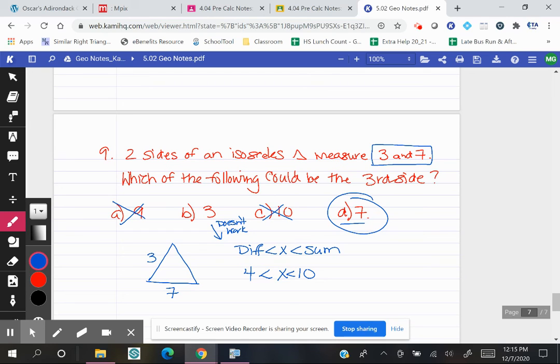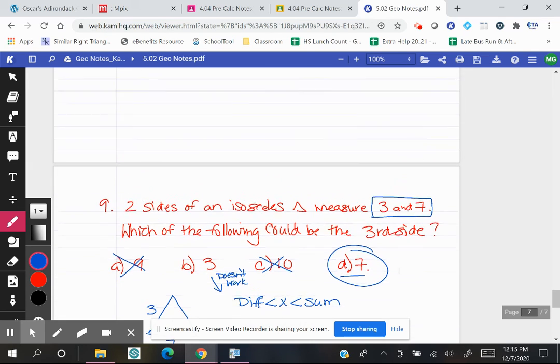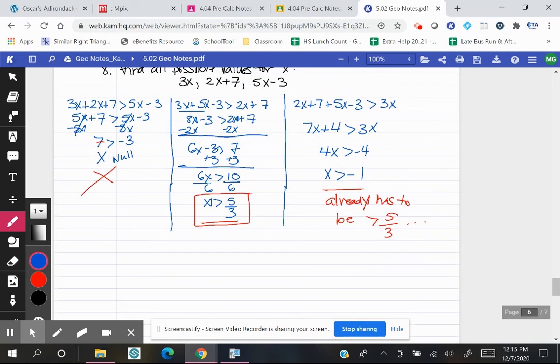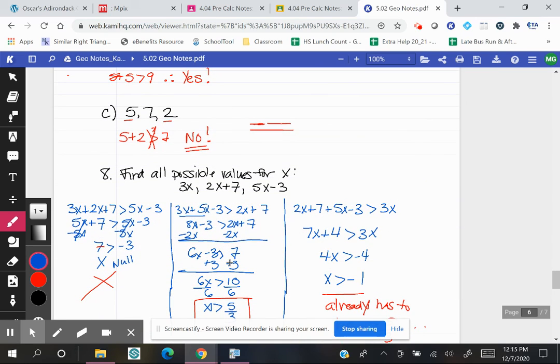So really important to be using this sum difference rule. It will make things a little bit faster. But if you don't have nice numbers to work with, like if you have variables as your side lengths like you did on number 8, then you have to set up the 3 different inequalities and solve them for what would be true for all 3 of them.